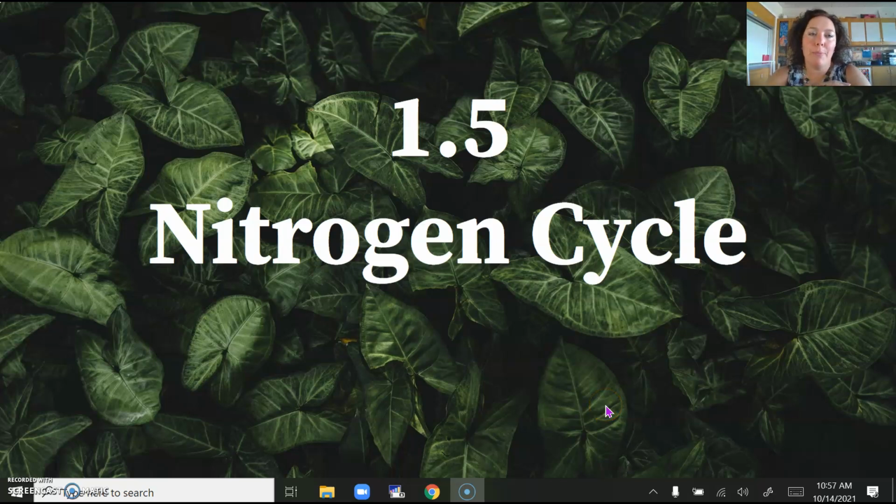Last biogeochemical cycle Edpuzzle here. You should take a look at the POGIL on the sulfur cycle. If you didn't look at that, or you chose to not do that one, you definitely want to look at the diagram for the sulfur cycle.